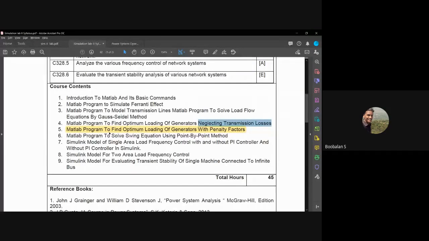To find the optimal loading of generators with the penalty factors. So we're going to see about these things. In the previous experiment we saw the very basics of how we could find out the optimal loading of the generators, and we neglected the transmission losses. It shows that where energy is generated, there itself we are consuming that power, as the consumer is at the very nearest point to my generator.